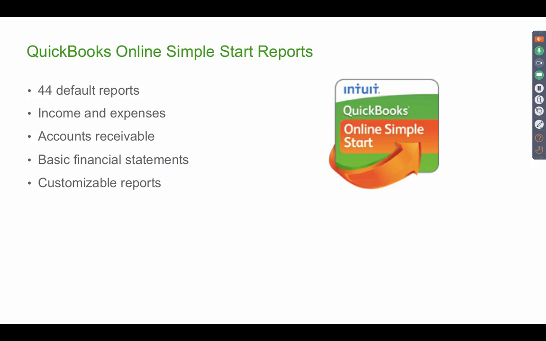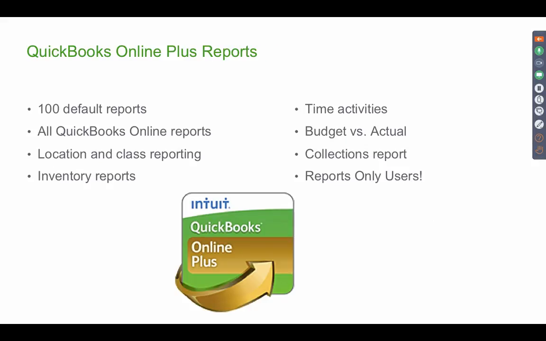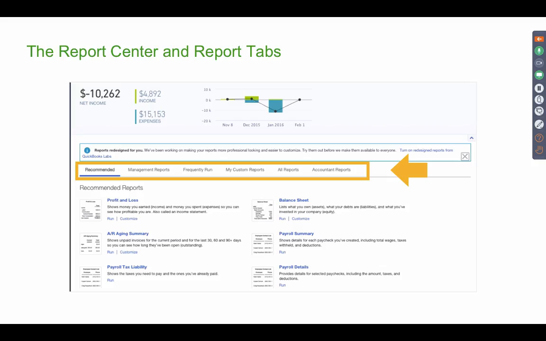Okay, so for reporting, as we mentioned before, you're only going to get simple reports in Simple Start, on basic financial statements and accounts receivable. You're going to get a little bit more reports in Essentials, especially because you can get reports on accounts payable, on bills and purchases. And in QuickBooks Online Plus, you're going to get reports like budget versus actual, report only users, inventory reports, sales by class, sales by location, all the things that are available only in QuickBooks Online Plus.